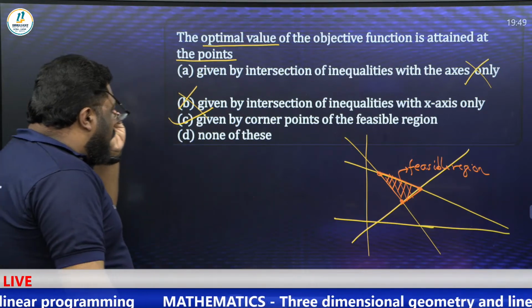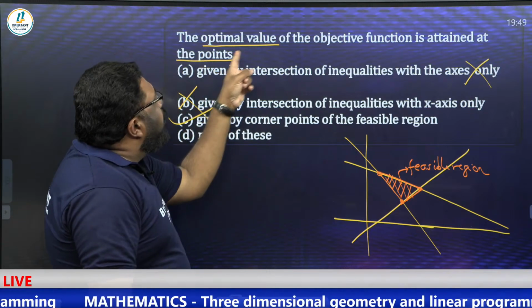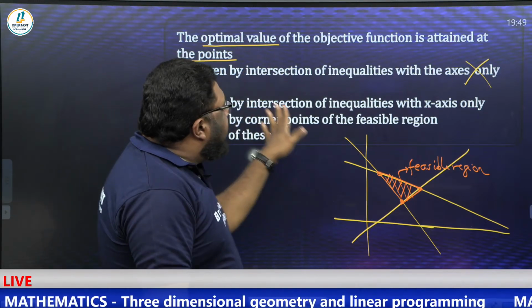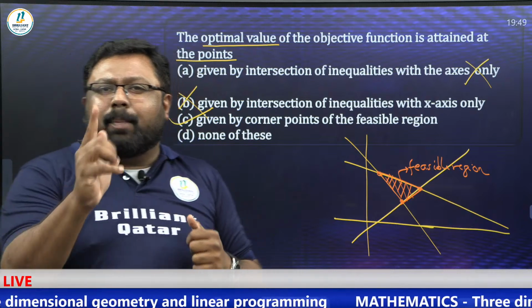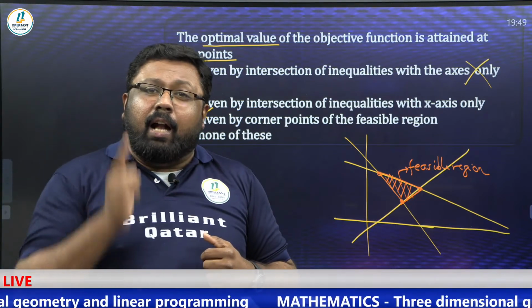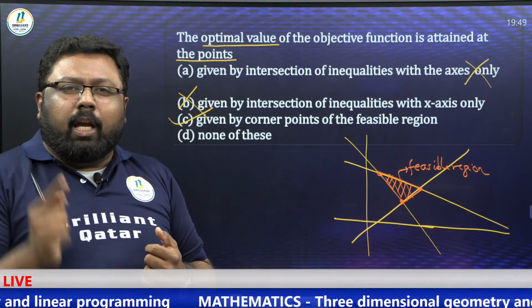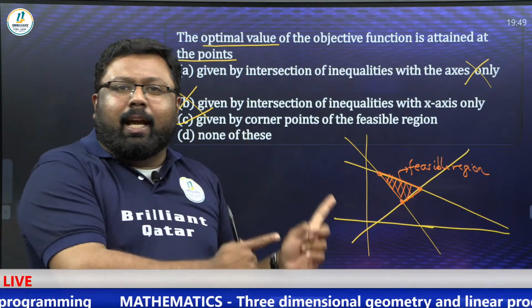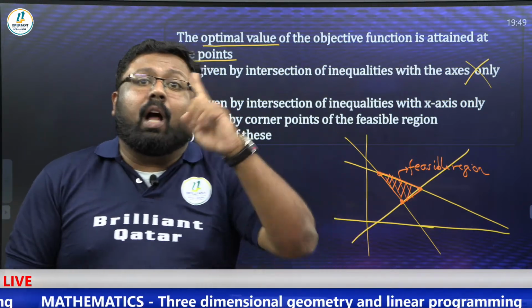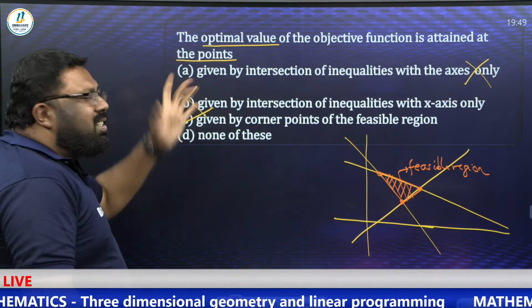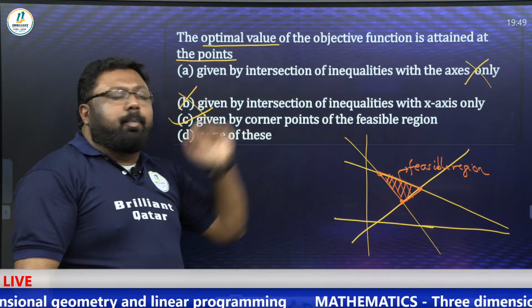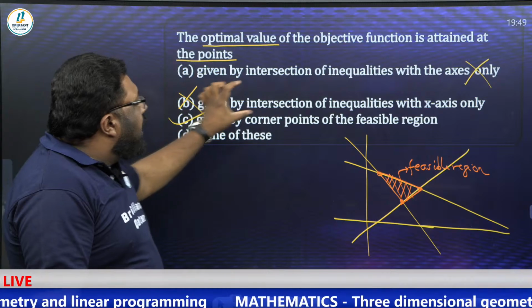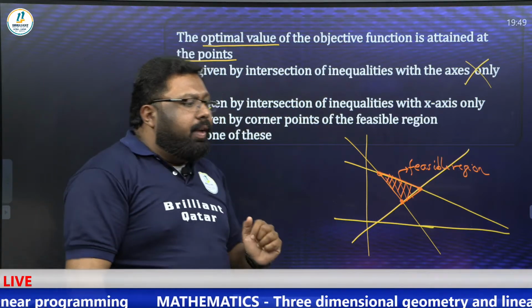So in this case, what can you conclude? Where do you get the optimal value? Given by the corner points of the feasible region. Okay, only one exception is there for this option, that is unbounded solutions. Sometimes you might not get a solution in the corner points for unbounded solutions, but that is a very, very rare case. So we always go behind option C, the best answer given by the corner points of the feasible region.